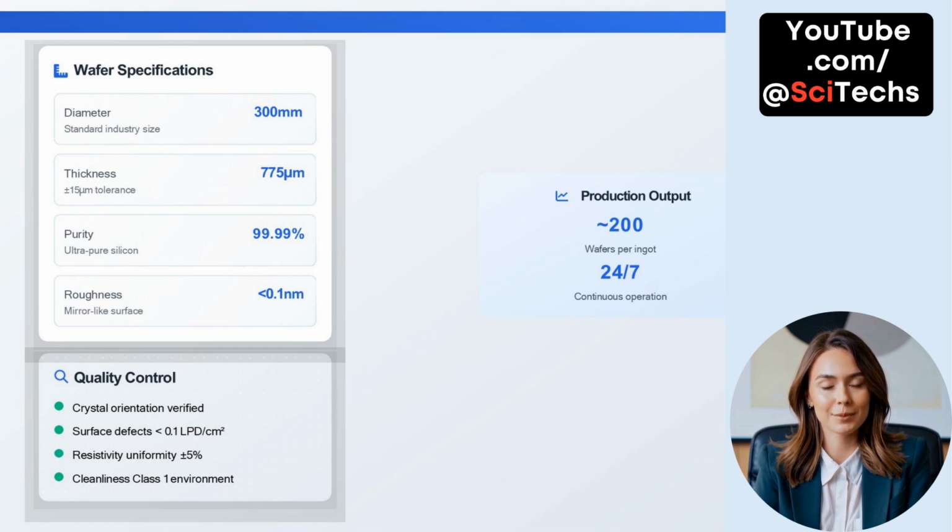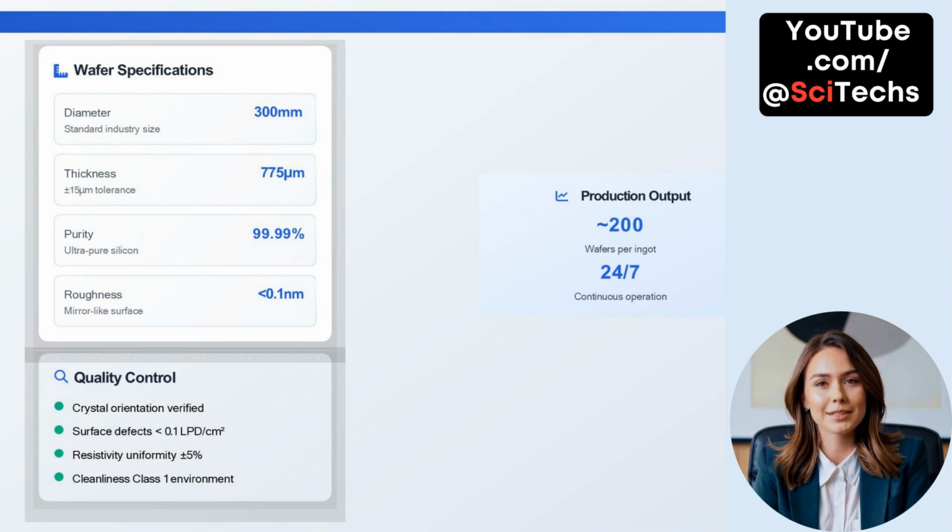Wafer specifications and production output. Each silicon wafer used in semiconductor manufacturing is produced to strict specifications. The industry standard diameter is 300 millimeters, offering a large surface area for building many chips on a single wafer. Thickness is controlled to about 775 micrometers with a tight plus or minus 15 micrometer tolerance to ensure uniformity during processing. Purity is critical. Each wafer must consist of ultra-pure silicon with 99.99% purity to maintain electrical performance.